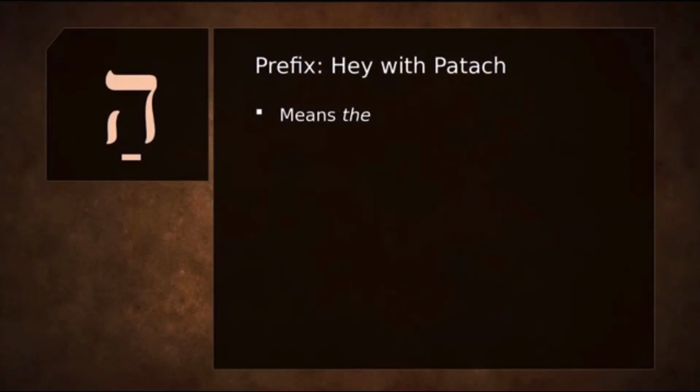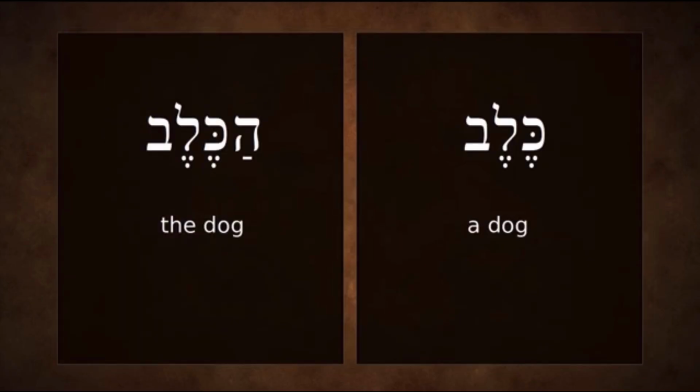Here is our first Hebrew prefix. It is a letter he, with a patach underneath the he. This prefix is pronounced ha. When this prefix is added to the front of a noun, it adds the meaning of the word the. Here is an example. This word is kelev, which we just learned. Kelev means a dog. However, if we add the he patach prefix to the front of kelev, it is then pronounced ha-kelev, and now it means the dog.